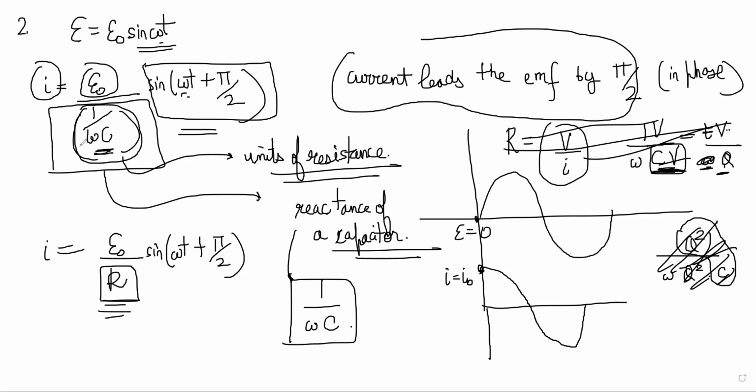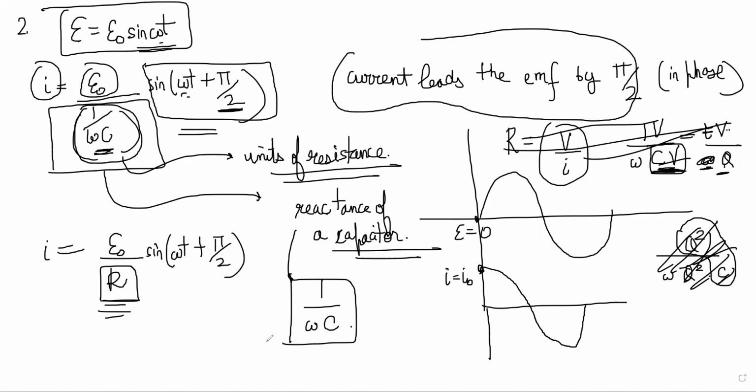Is everyone understanding what we are saying? We are just defining this as reactance. This is just like a resistance equivalent for a capacitor when it is in an AC circuit. And what you need to know is that if your EMF is like this, your current will lead the EMF by pi by 2.